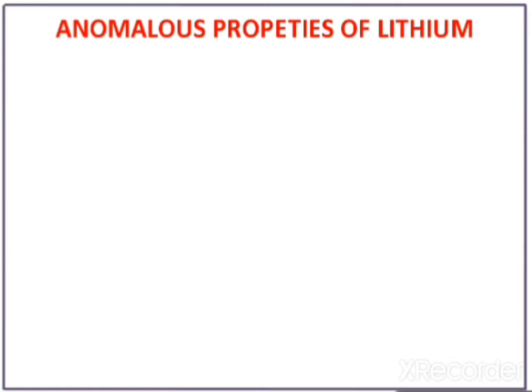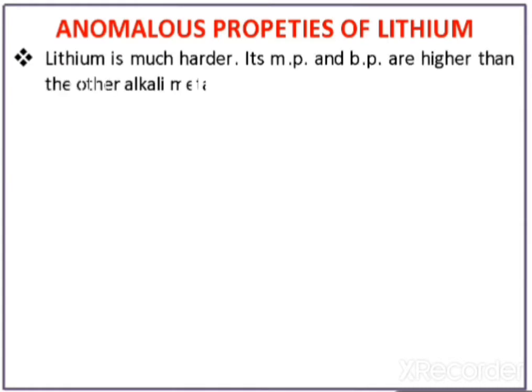According to Moseley, in the first group, all the elements have the same chemical and physical properties. The members of any particular group will show the same chemical and physical properties, but here lithium shows some different characters. So what are these different characters? First, lithium is much harder. Lithium is harder, and the other elements are soft. This is anomalous behavior; lithium is showing a different character.